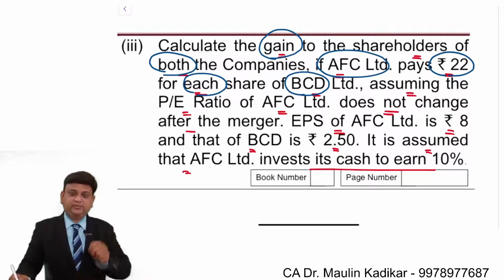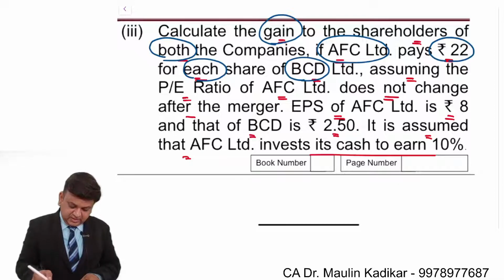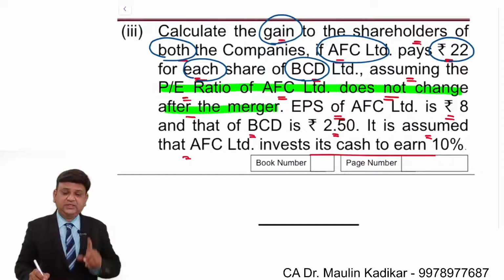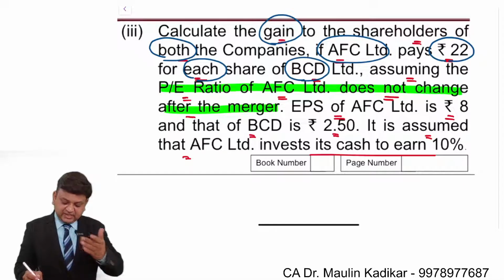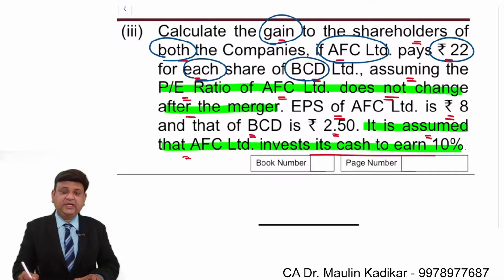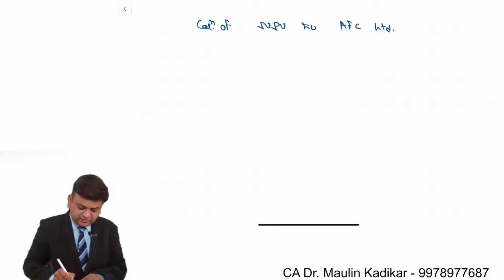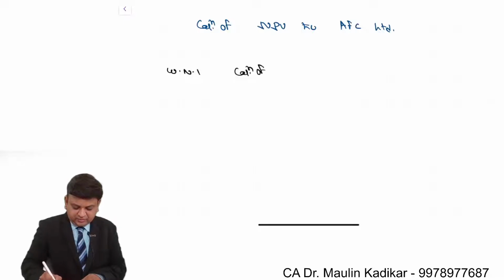See, there are two things which are important over here. The first important thing that they have provided very clearly is that the price earning ratio of AFC Limited does not change after the merger. The second important point is that the opportunity cost of AFC Limited is provided to us as 10%. So now listen carefully, that's how we are supposed to calculate the answer. First of all, we'll prepare a small working note. Calculation of PE ratio of AFC Limited.